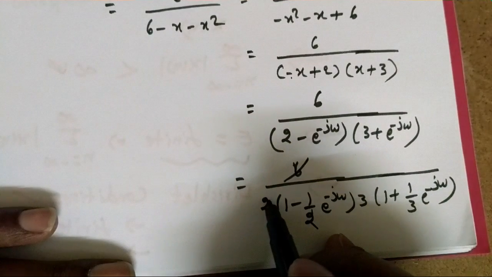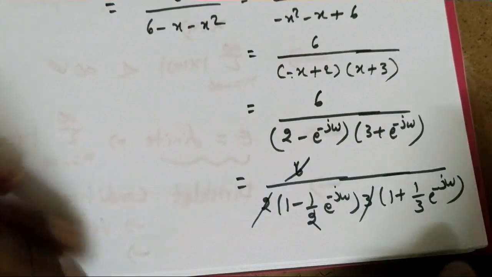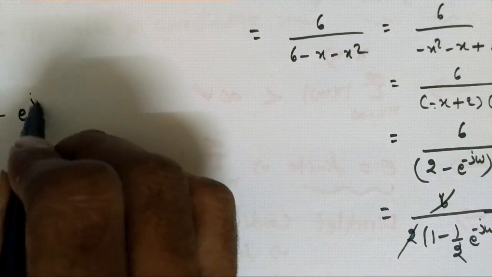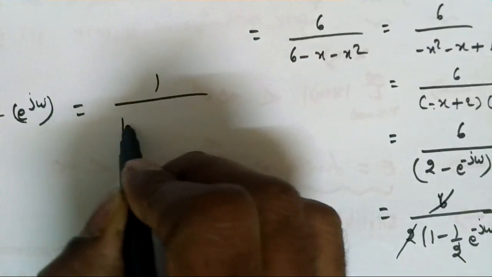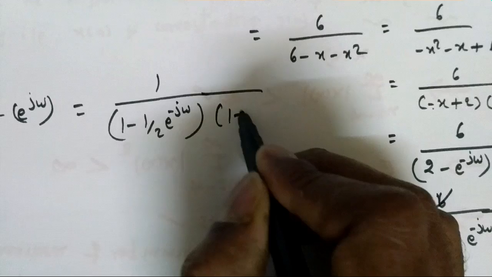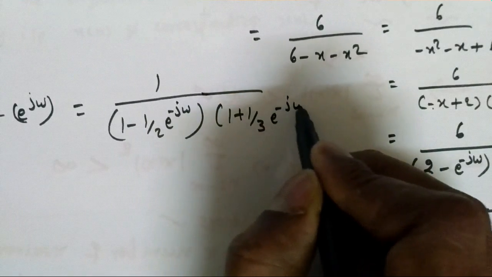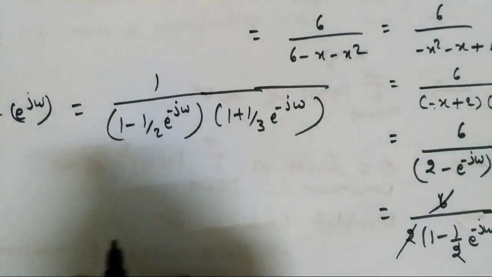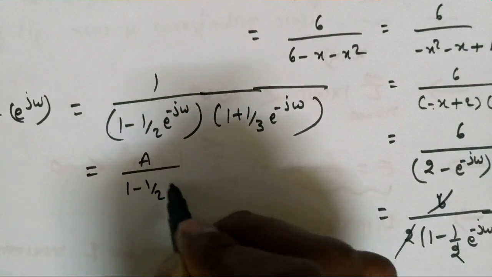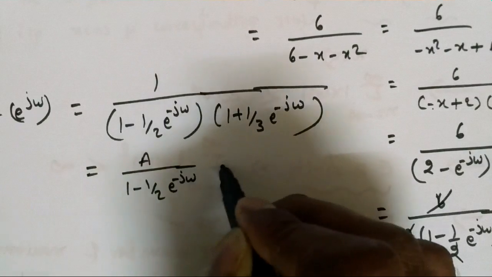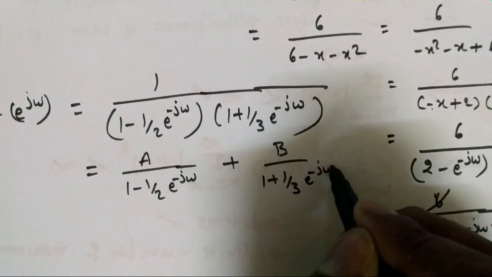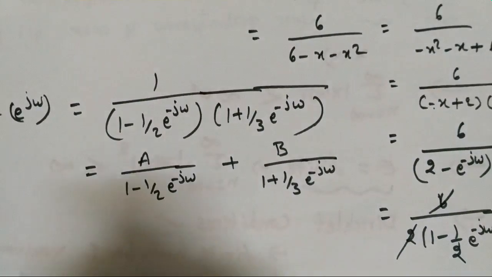So 6 by 2 into 3 will be cancelled. Now the equation is very simple. H of e power j omega will be simply 1 by 1 minus 1 by 2 e power minus j omega into 1 plus 1 by 3 e power minus j omega. Now we just need partial fractions, that is A by 1 minus 1 by 2 e power minus j omega plus B by 1 plus 1 by 3 e power minus j omega. That is the partial fraction.